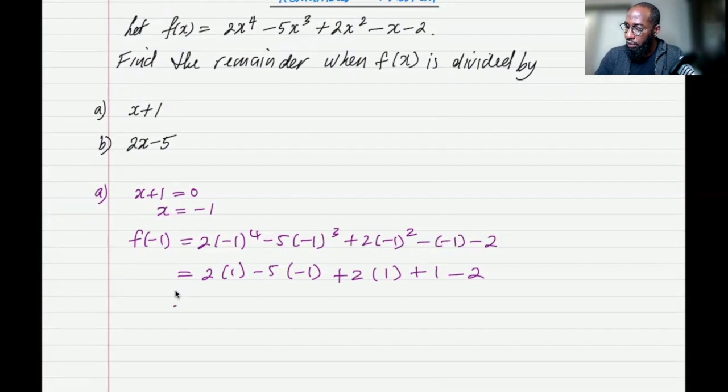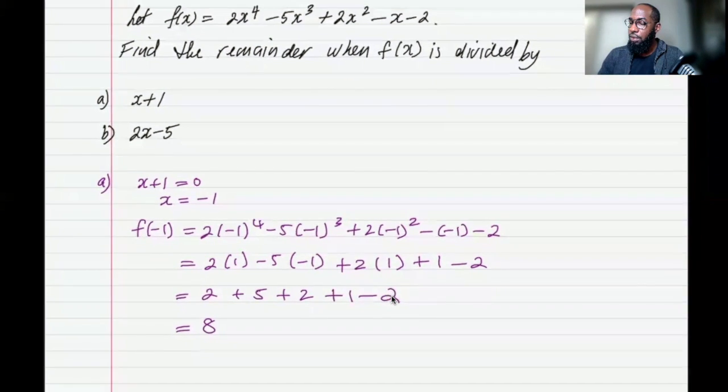So further simplification, we have 2, when you're multiplying same signs is positive, 5 by 1 is 5, we have 2 here, we have 1 minus 2. So 2 plus 5 is 7, 7 plus 2 is 9, 9 plus 1 is 10. 10 minus 2 is 8. So the remainder for part A is 8.